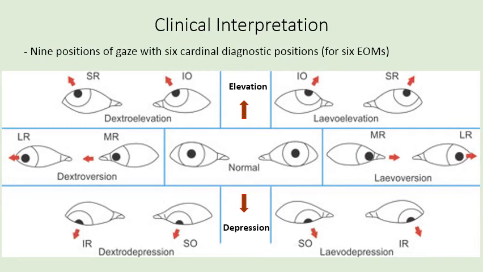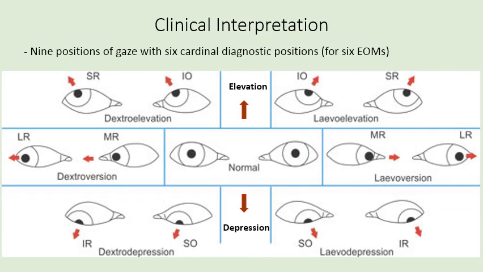After observing the nine positions of gaze in the EOM examination, the most important information is actually in the six cardinal diagnostic positions, because these six cardinal diagnostic positions represent individual extraocular muscles in your eye. As you all know, and you all should know now, we have only six extraocular muscles responsible for eye movement. For example, for your eye to look outward from your nose, the lateral rectus muscle is responsible. For your eye to look in toward the nose, the medial rectus muscle is responsible.